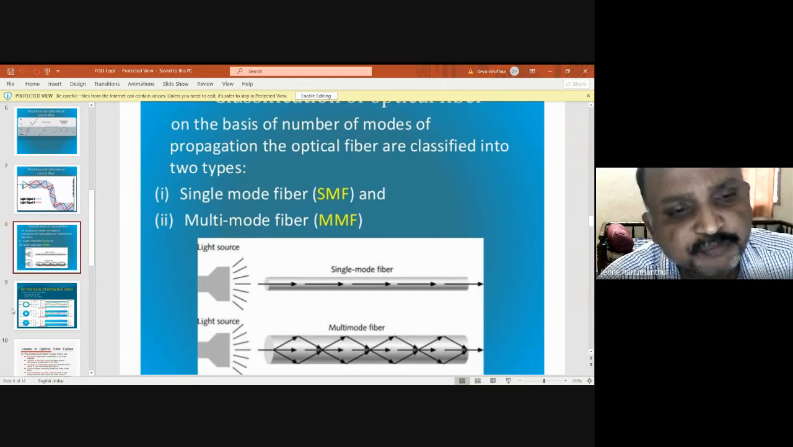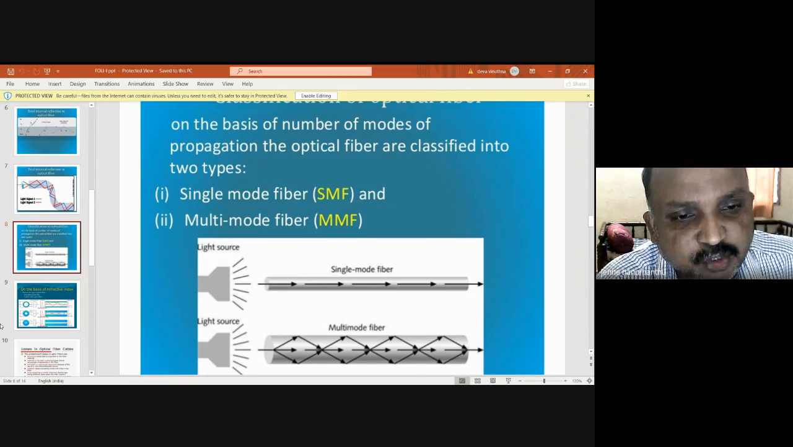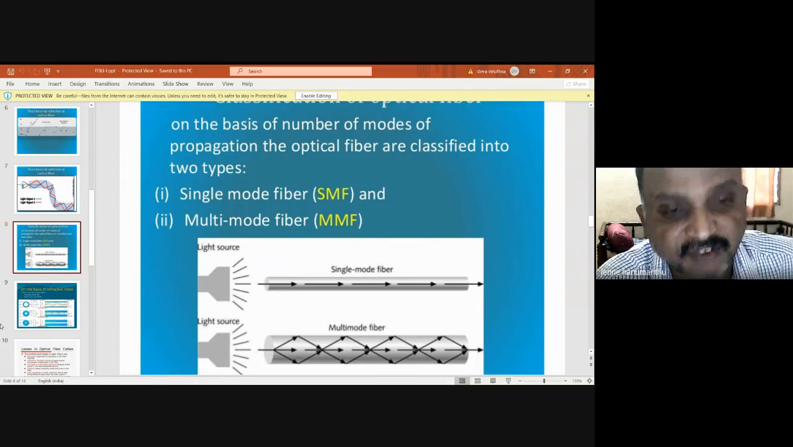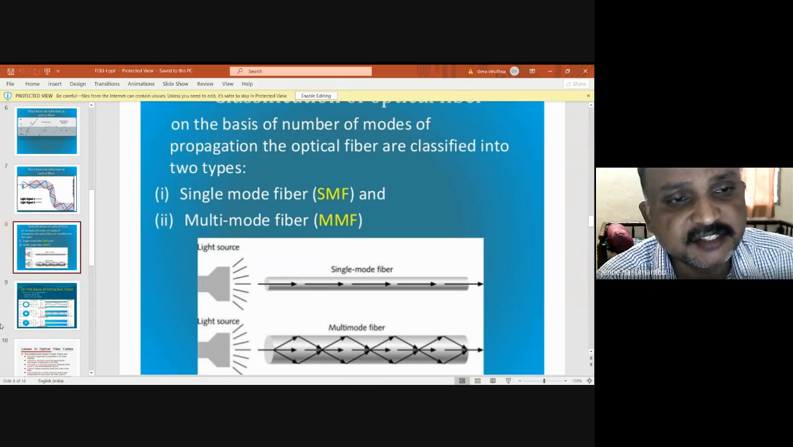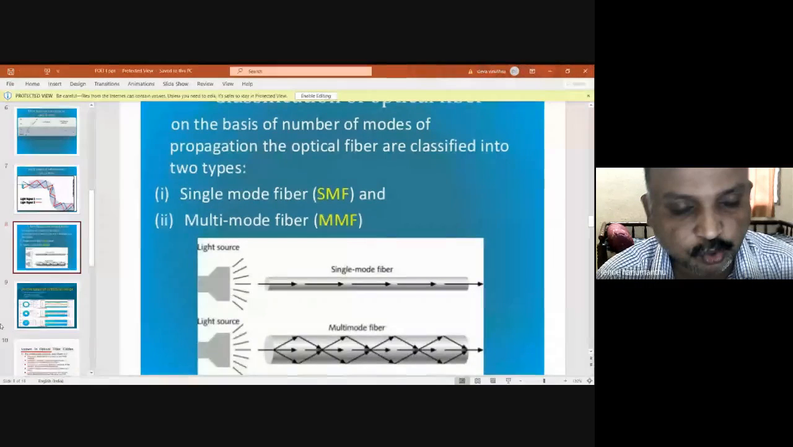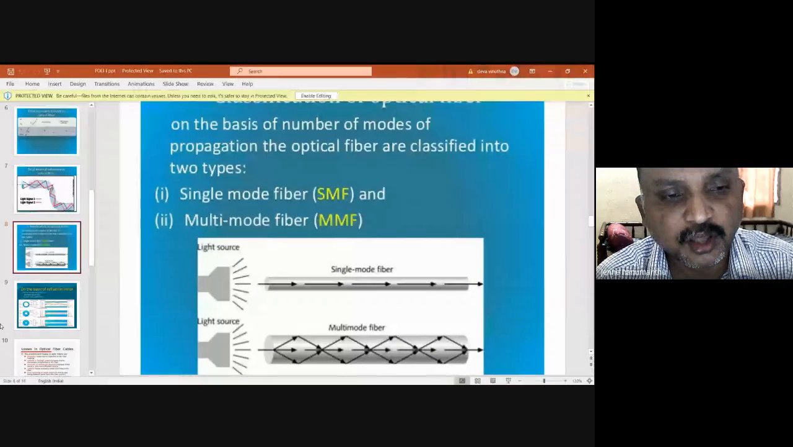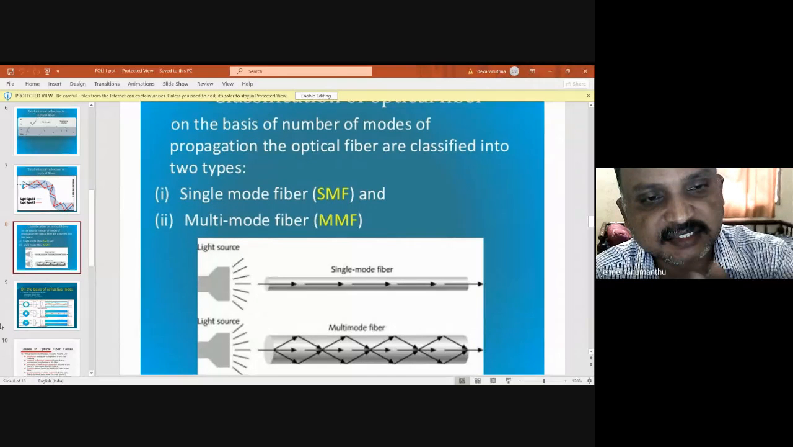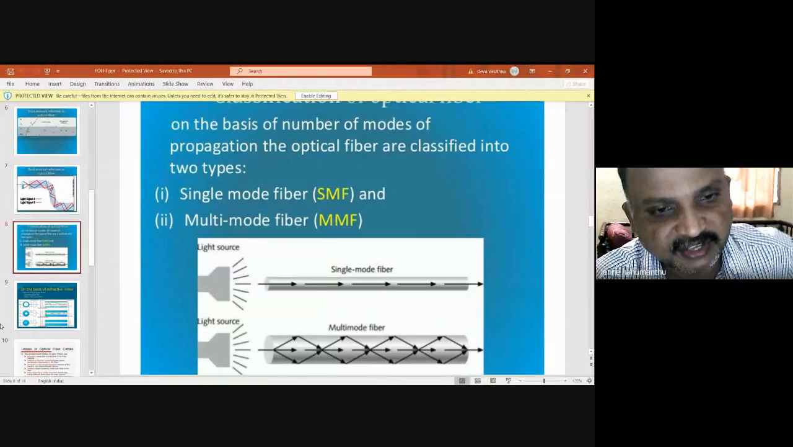Clear? So, when the light propagates, as we show, the light should propagate in a zigzag manner. Why is it called zigzag? As we discussed just now, total internal reflection. Total internal reflection means when the light enters the core, the light should stay within the core. When the light falls within the core at one point, it is reflected back. Next, again reflected back like this. Totally the light is reflected.